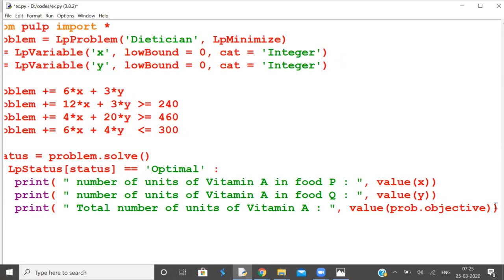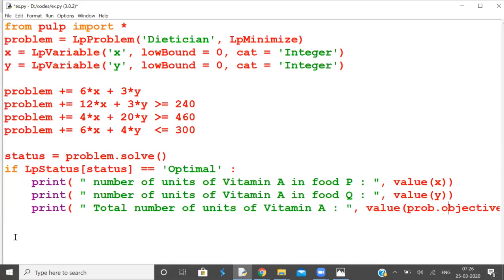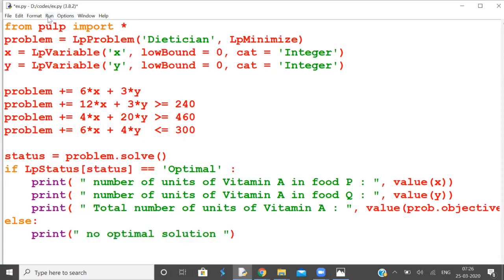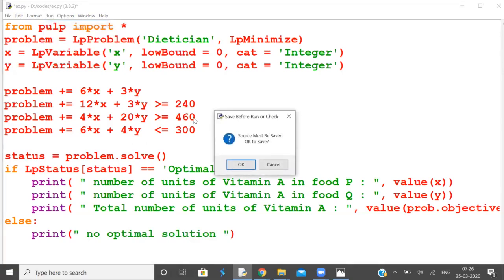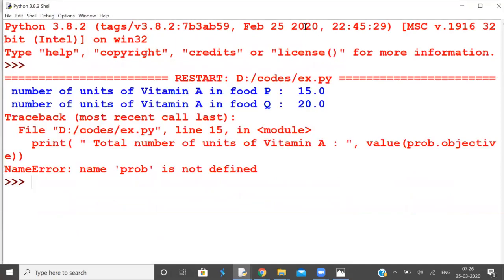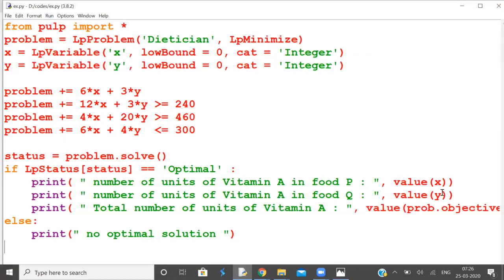Otherwise, print no optimal solution. Our optimal solution does not exist. Okay. So let us run this. This is the problem.